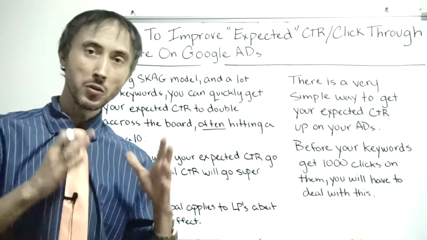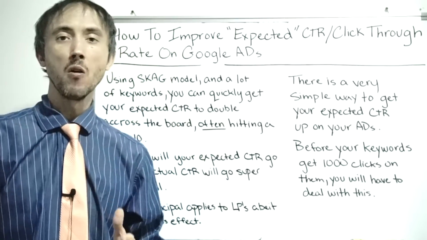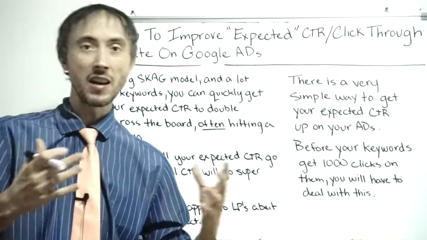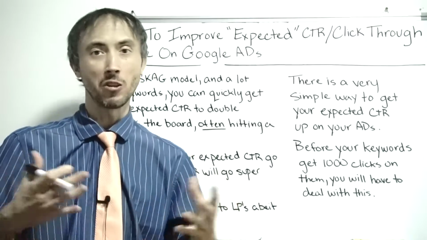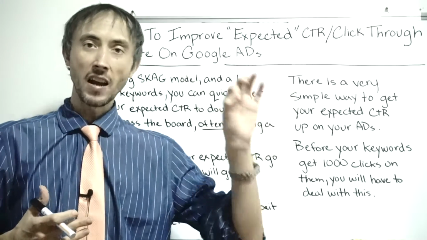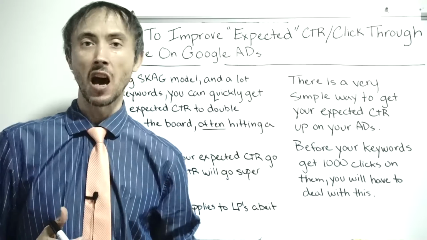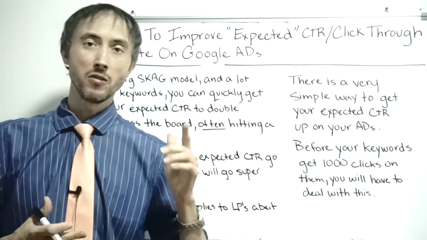So there's an absolutely turnkey way though to get Google, instead of it being hit or miss, maybe they'll rate it high, maybe they won't, for what they think the click-through rate's going to be, how to get the algorithm to rate it high every single time. And that's what I'm going to cover in today's video.